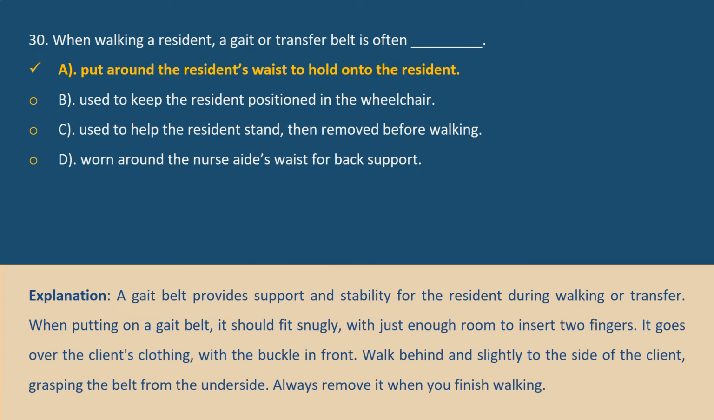Answer A. Explanation. A gait belt provides support and stability for the resident during walking or transfer. When putting on a gait belt, it should fit snugly, with just enough room to insert two fingers. It goes over the client's clothing with the buckle in front. Walk behind, slightly to the side of the client, grasping the belt from the underside. Always remove it when you finish walking.